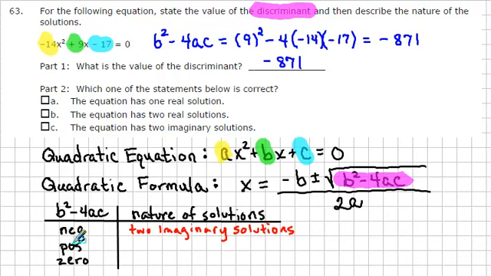What would happen if the discriminant, the b squared minus 4ac, was positive? Well, if the discriminant is positive, then the square root of a positive number is a real number. If we take minus b plus a real number and minus b minus the same real number, we're going to end up with two different real numbers. So as a consequence, the nature of the solutions is that if the discriminant is positive, there are two real solutions.